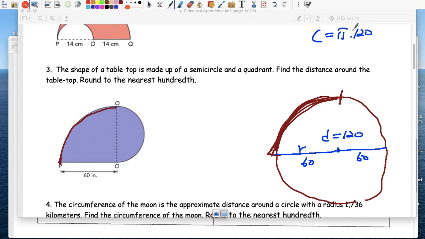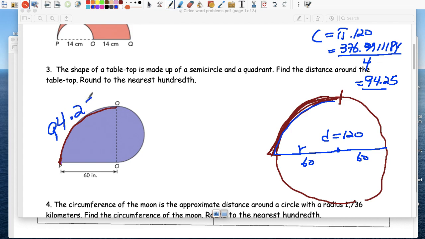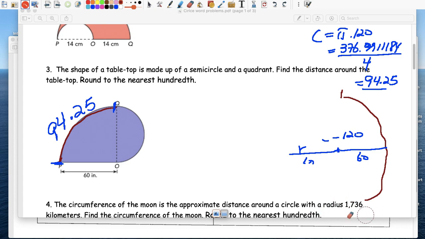If I want a numerical value, you're going to go 120 times pi, enter. You're going to get this number in your calculator right now, 376.99111184, which we're going to divide by 4 because I'm only interested in that stretch. So if you divide that by 4, you get 94.25 rounded. So from here to here is 94.25. Okay. Allow me to erase this.